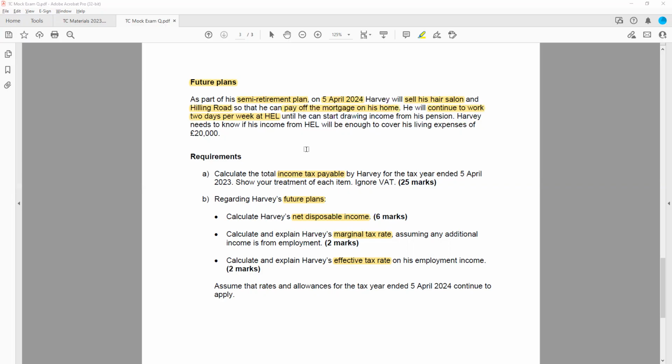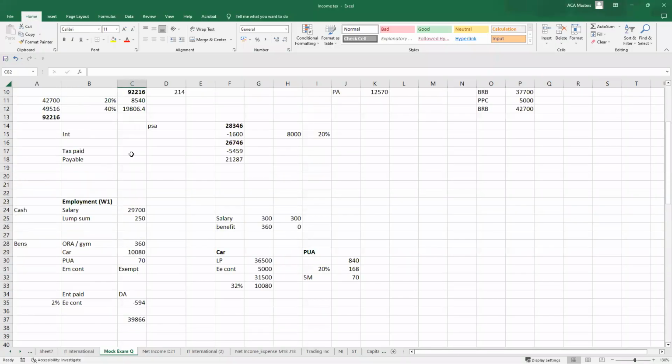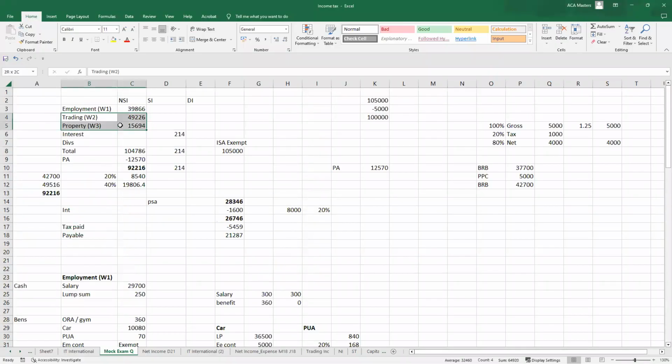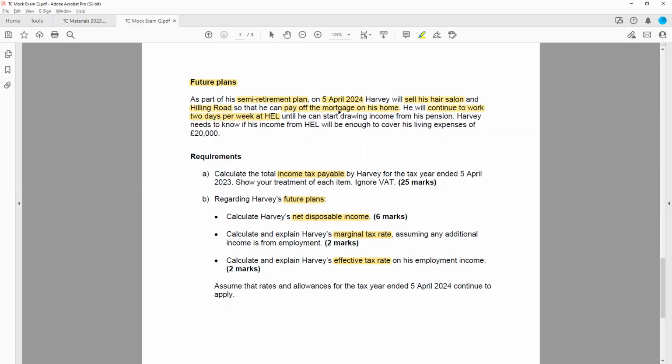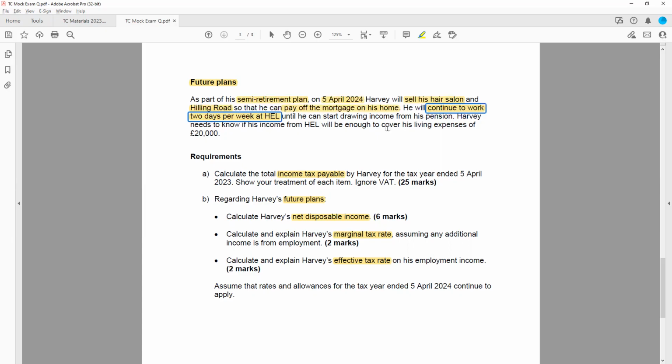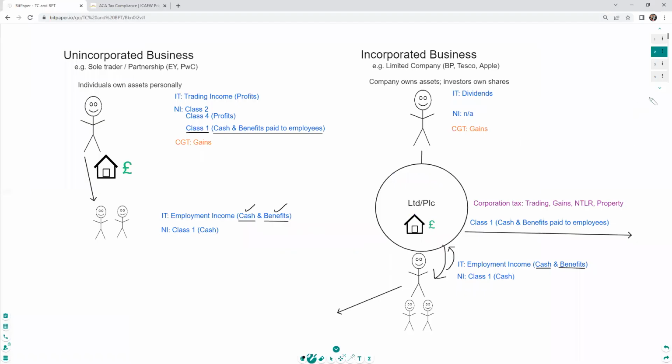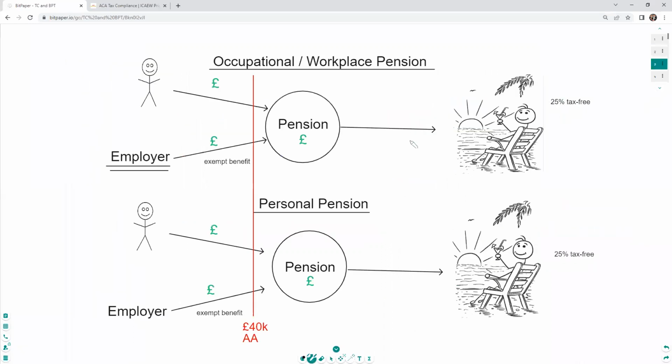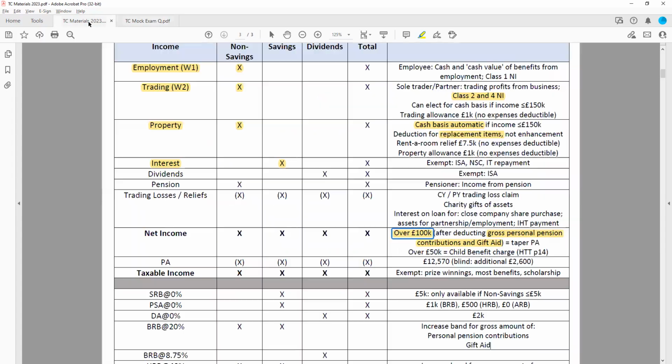So it sounds as though he's no longer going to have this trading income and his property income. He's going to sell the businesses, use that money to pay off the mortgage on his home. And he's going to continue to work 2 days per week. So he'll still have this employment income until he can start taking the money from his pension. Then he would start taking the money from his pension, 25% tax-free, and the rest taken as income would be taxed as non-savings income.